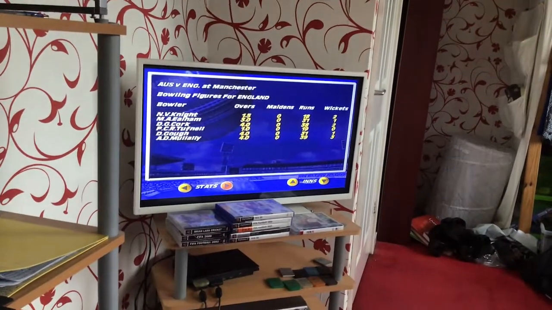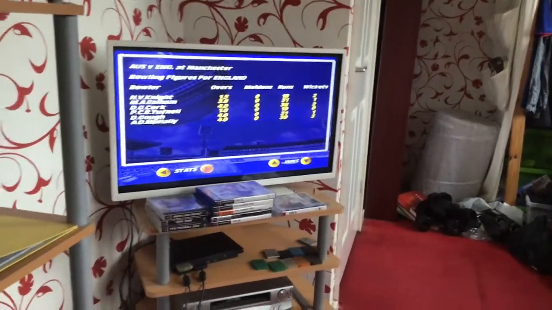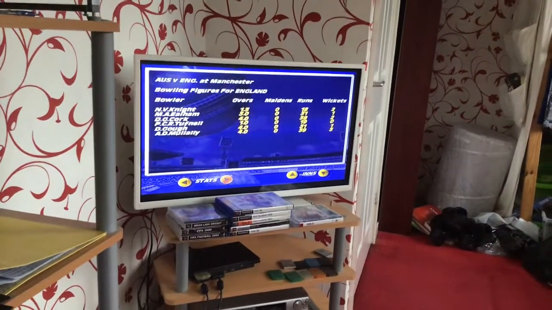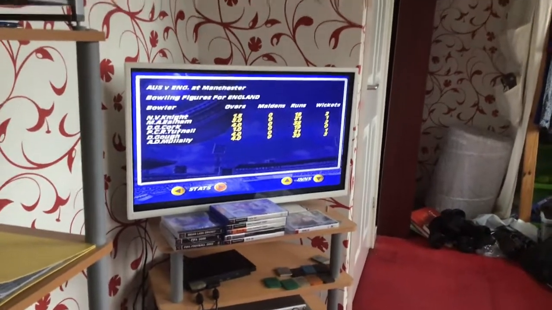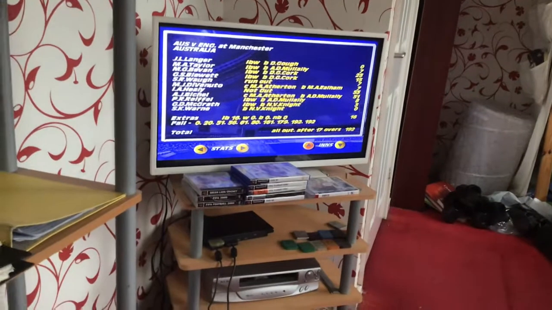1 for 31 for Jeff Arnold, and Peter Lever, 3 for 39, took the vital wicket of Alan Turner at the top of the order. This is what the outcome was.